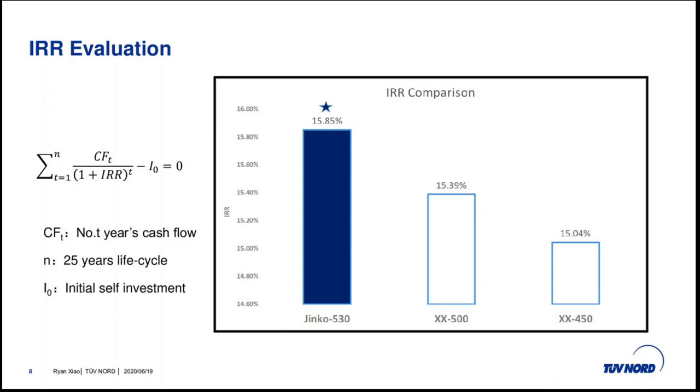50.85%. You need the cash flow for each year over 25 years as well, and the initial self investments to get these results. And you can see the other two are obviously lower than that. So with this flexibility of the gap, you can allow in your power plant certain kinds of losses which you don't expect, that can be solved by this high efficiency module.